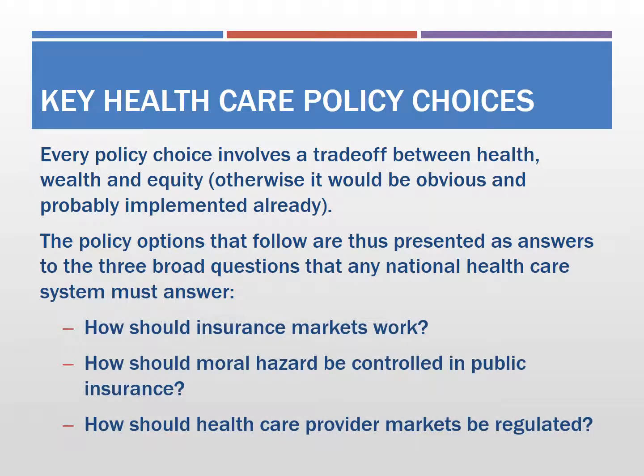So the three questions are, number one, how should the insurance market work? Number two, how should moral hazard be controlled in public insurance? And number three, how should healthcare provider markets be regulated? We will break down those three important questions into three different sections so that we can get a better sense of how public policy addresses the problem in society.